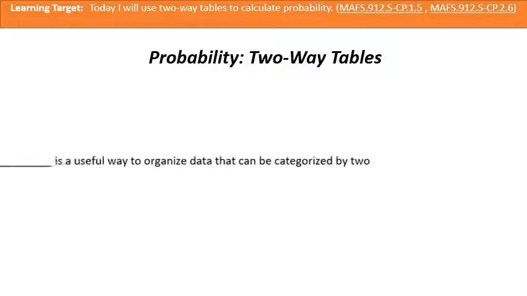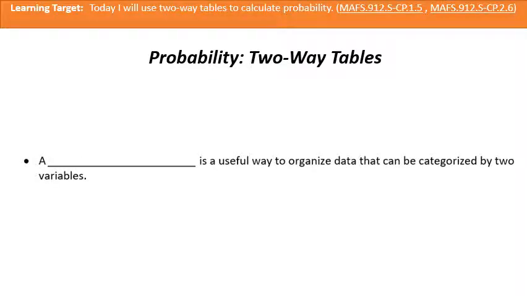All right. So what is a two-way table? A two-way table is a useful way to organize data that can be categorized by two variables. Now, there's one thing that's very important to understand with the two-way table. Before, when we were doing probability, we were thinking about two distinct events happening. Maybe I flipped a coin, maybe I pulled a marble out of a bag. Those are two separate things that happened. But in a two-way table, we're only talking about one item that might have two different variables associated with it.